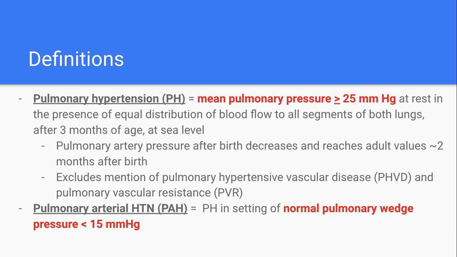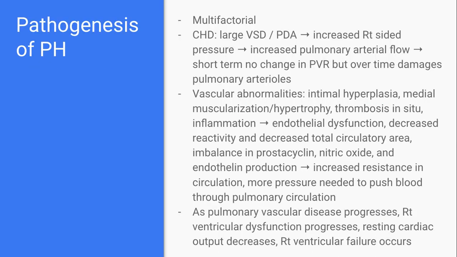pulmonary vascular resistance, which we'll define as PVR. When we say pulmonary arterial hypertension, the one with the A, this is usually pulmonary hypertension in the setting of a normal pulmonary wedge pressure of less than 15 millimeters of mercury.